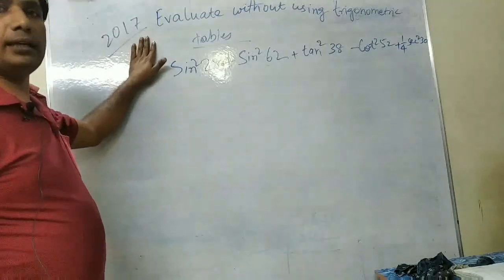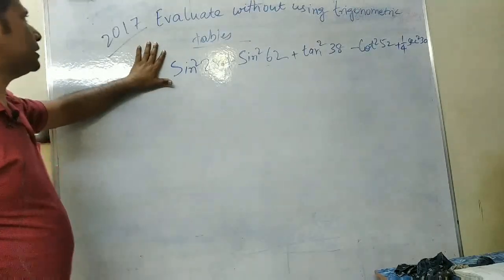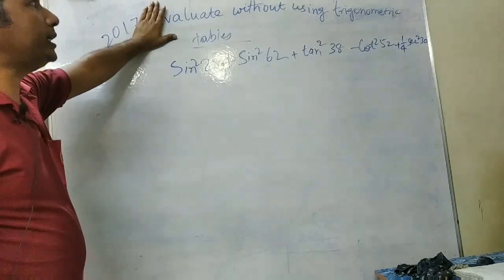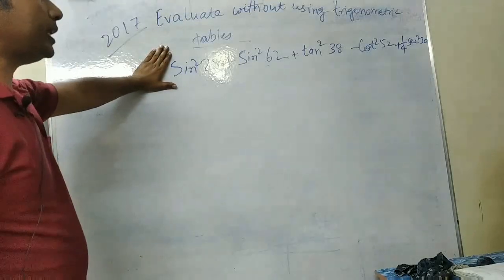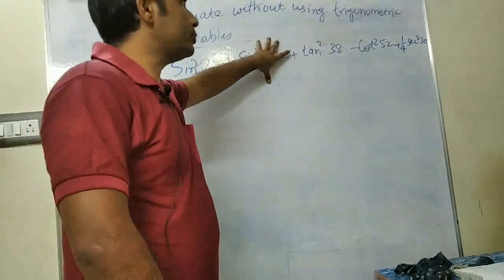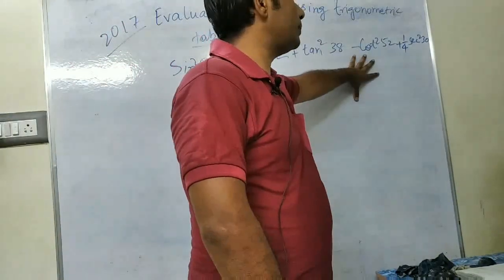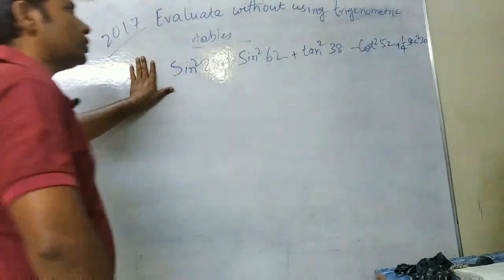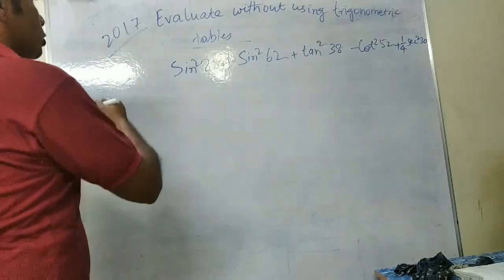Now we will go for the last question of 2017 in this video. So what is the question? Evaluate without using trigonometric tables. This is the question: sin square 28 plus sin square 62 plus tan square 38 minus cot square 52 plus 1 by 4 sec square 30. This is the question that was asked in 2017 in our board. So we will solve this.